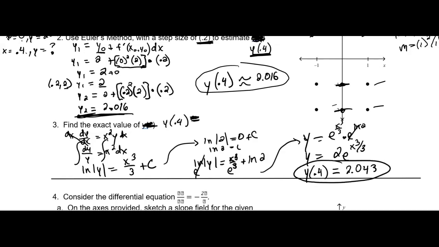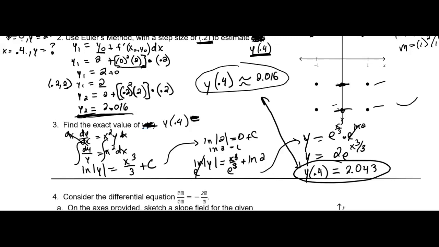2.043. So you'll notice these are quite similar. They should be. One's an approximation, one is exact. And we didn't move too far away from 0, where we're tangent to the curve. So those should have been pretty similar. We talked about it a little bit, if you recall.